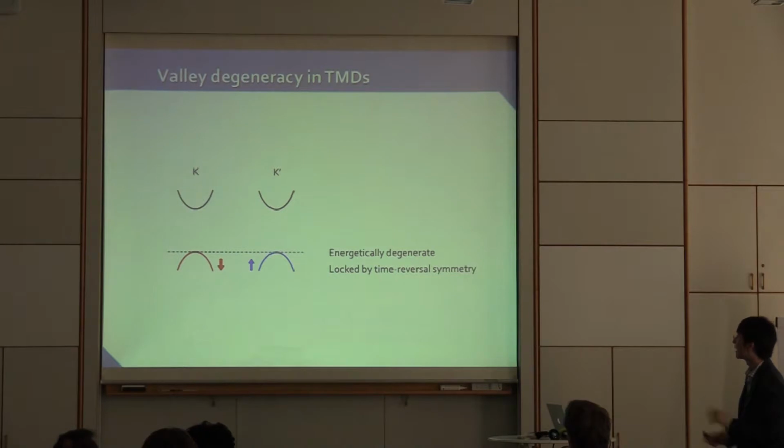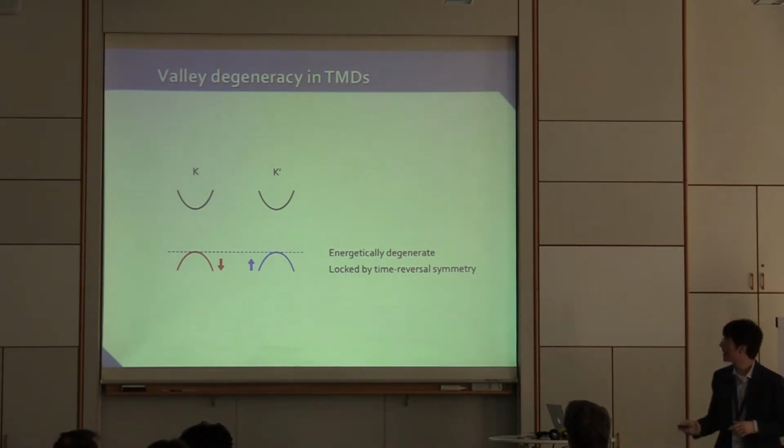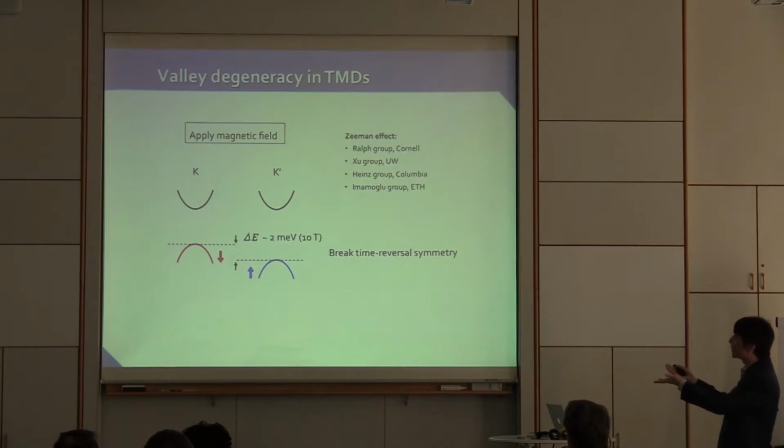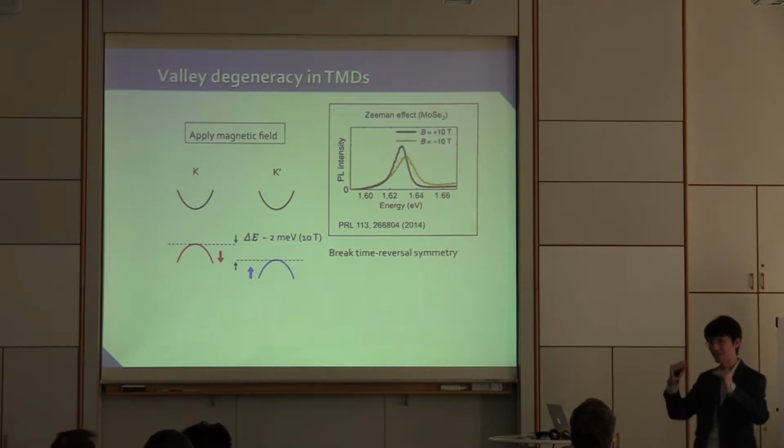Now, these 2 valleys are energetically degenerate, and nothing will change this as long as time reversal symmetry is preserved. But as we know, we can break time reversal symmetry by using a magnetic field. In fact, a lot of people have done this, which shows that if we apply 10 Tesla of magnetic field, we can split the K and K prime valley valence band by about 2 milli-electron volts.